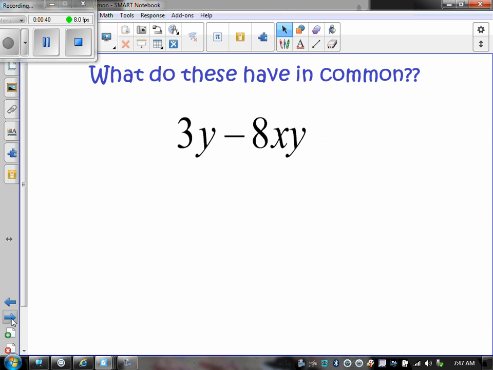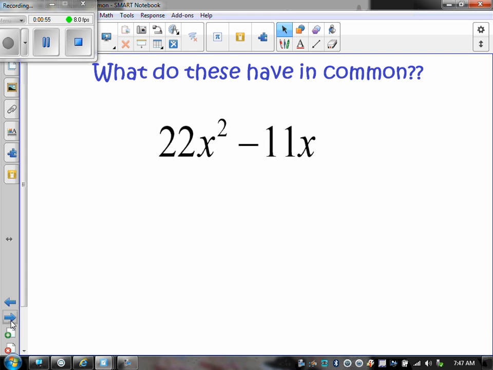Whoa! A map in there for you. What do they have in common? They both have a Y, right? They have in common a Y. What do they have in common? 11. Can I take an 11 out of both of those? And 1x. Okay? This is kind of leading us into what we're going to do today.